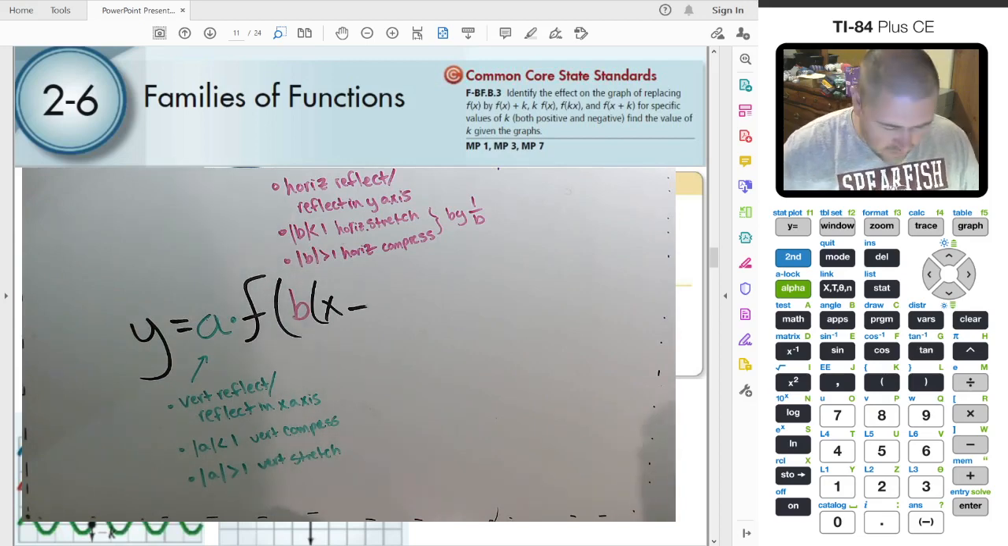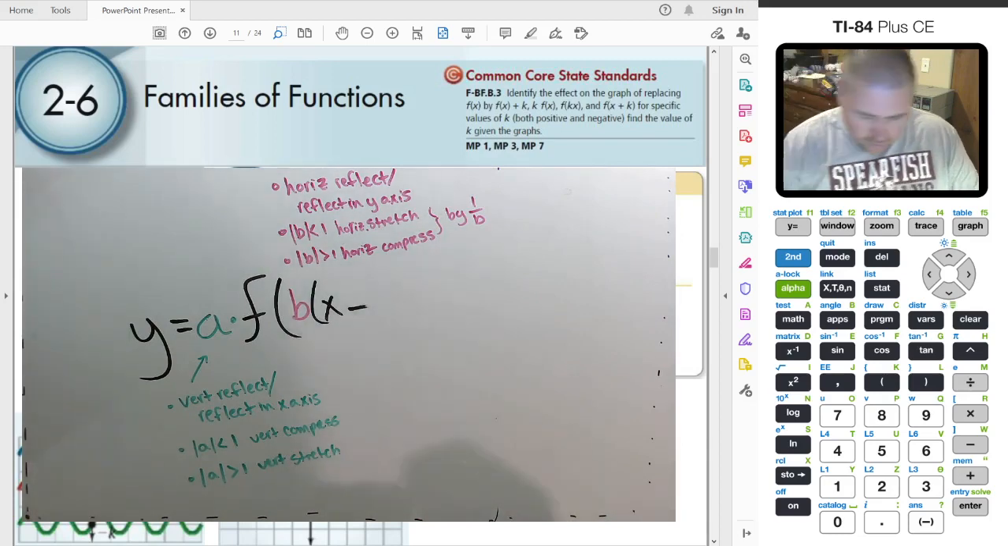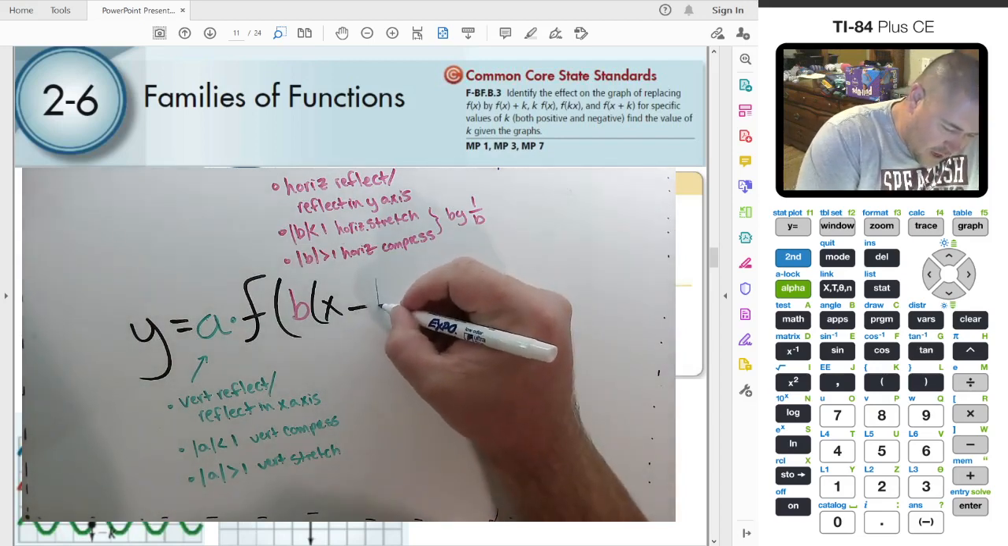Okay. Next up, we have, do I have blue? I don't have blue. Well, I got a blue, but it's like a fine liner. We'll see.